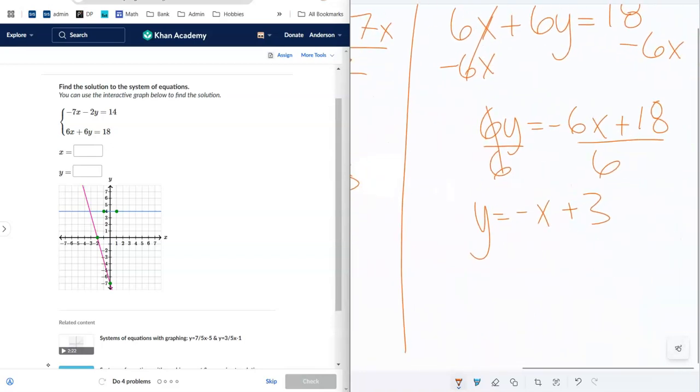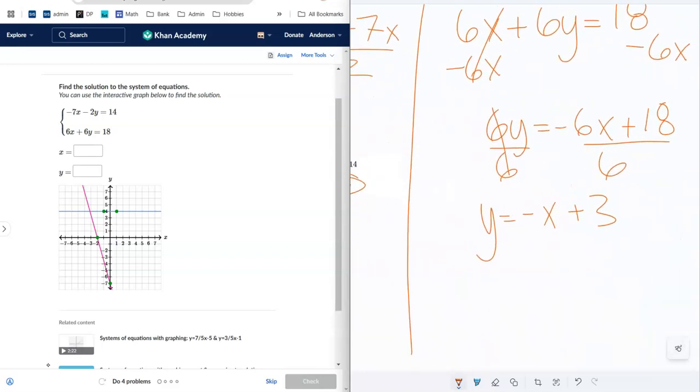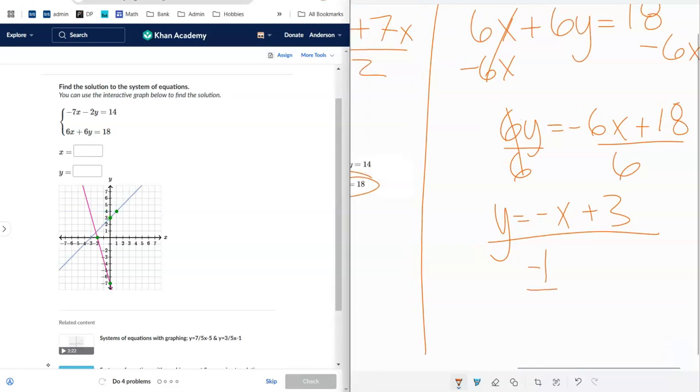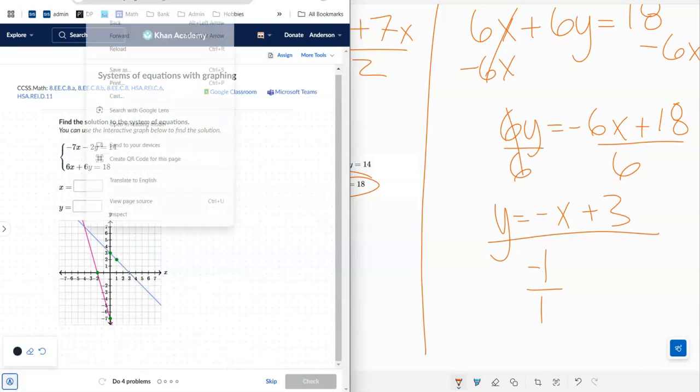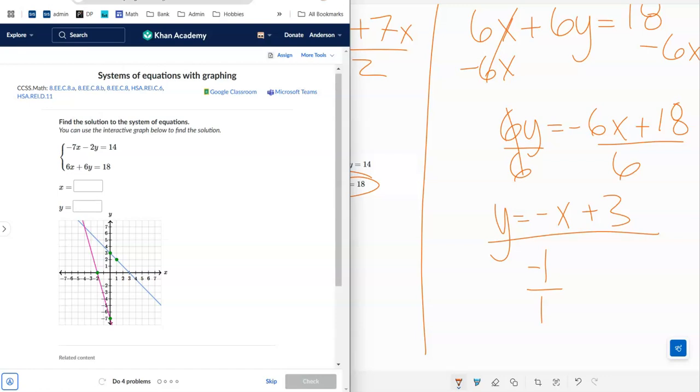Now the other one, our equation is here. So our y-intercept is positive 3. And our slope is negative 1 over 1. So go down 1 and then run 1. Where does our graph intersect? Well, it intersects, I can't draw it, unfortunately. It intersects at negative 4, comma 7. So, negative 4, comma 7.